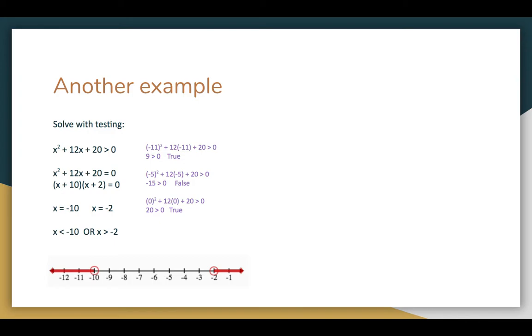I tested -1 in the first interval. It was true. I tested -5 in the second interval, which was false. And I tested 0 in the third interval, which was true. So I ended up with one of those opposite ways kinds of graphs. x was less than -10, x was greater than -2.